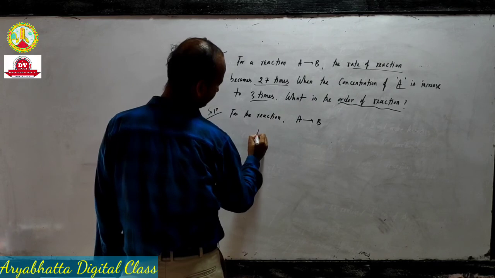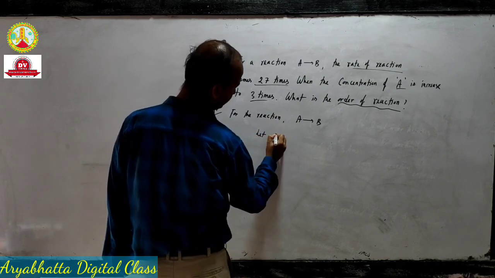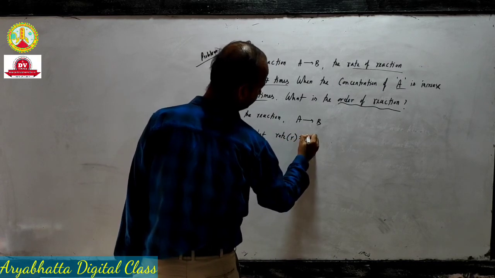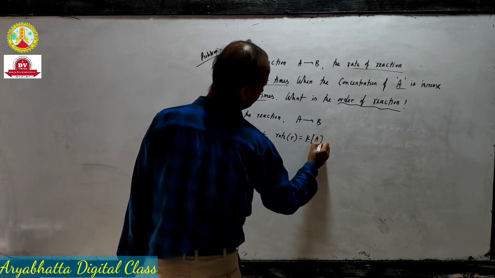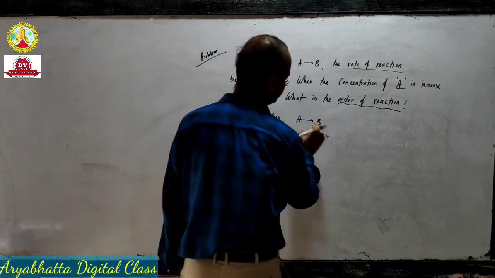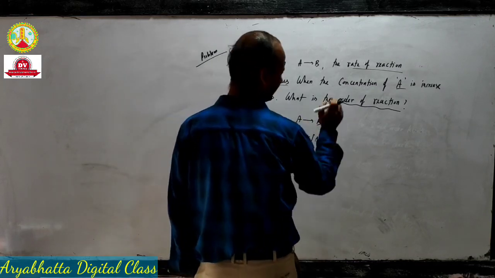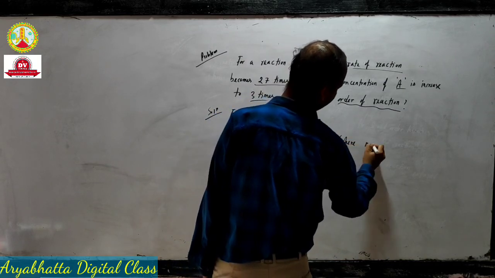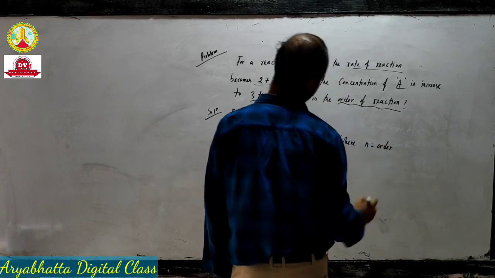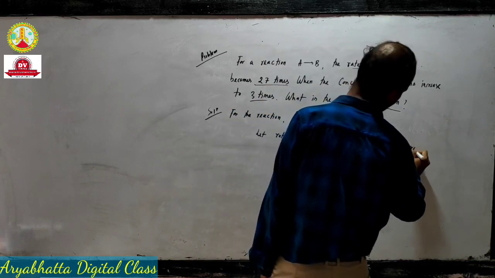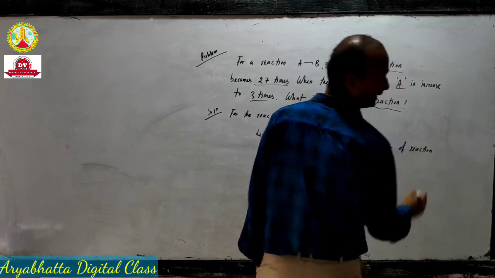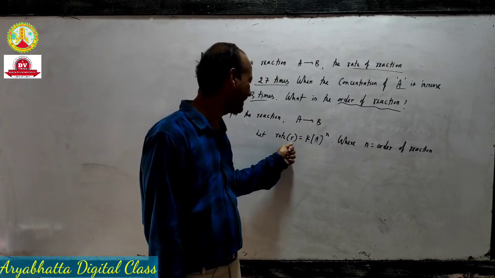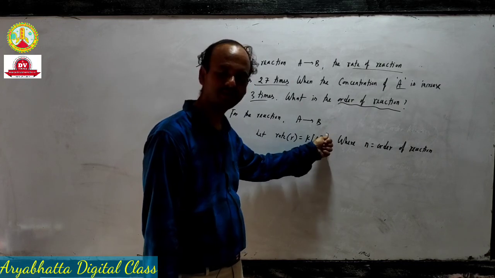You have to find the order. Let the rate R be K A to the power n. Suppose this is the order. For this reaction, let the order be n, where n is small n. What is n? n is the order of reaction. For this reaction, suppose you write rate R equals K A to the power n, and you have to find this order.